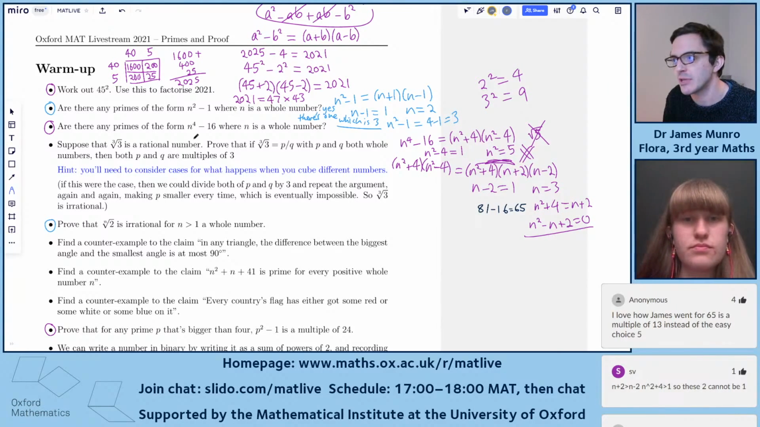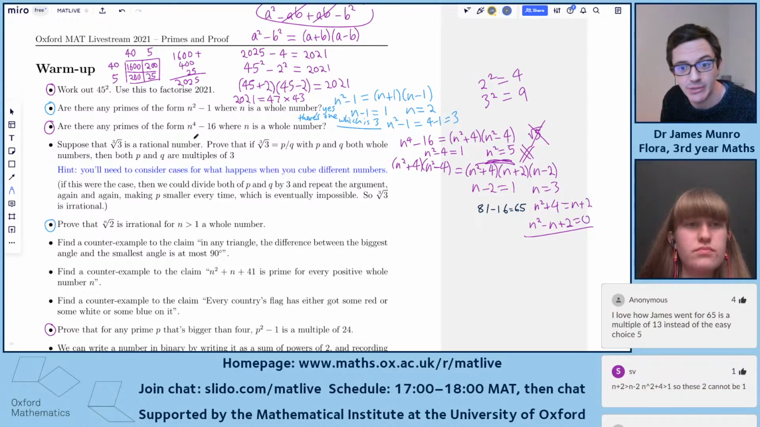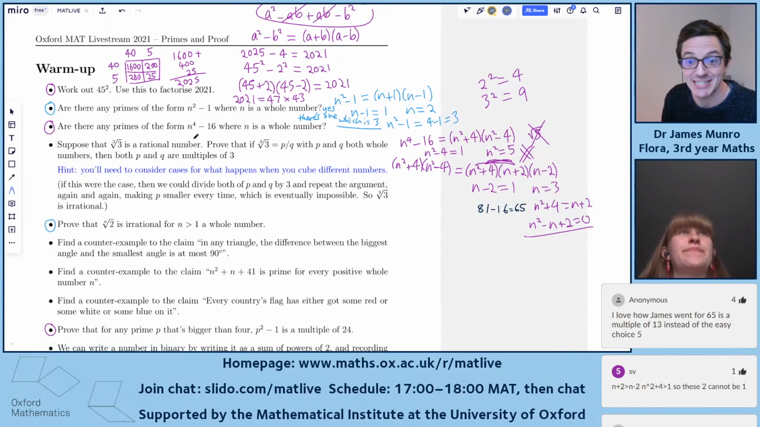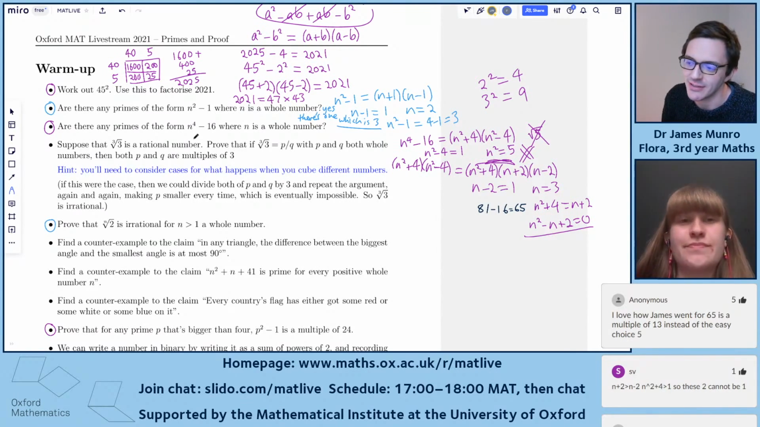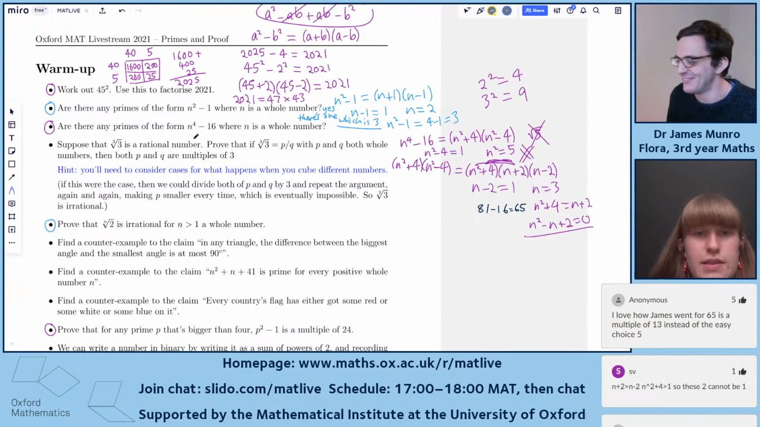Or you can use something called Fermat's Little Theorem, which is not on A-level mathematics, but is on university adverts. So this is an advert. Yeah, I've done it at uni. Fermat's Little Theorem can tell you that that's always a multiple of 5. Fun. Okay. Cool. So, moving on.